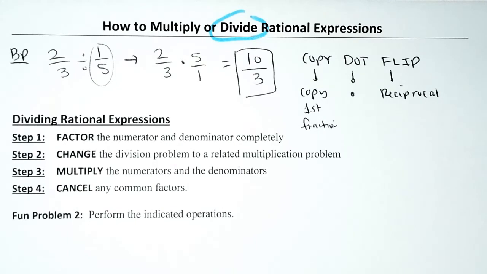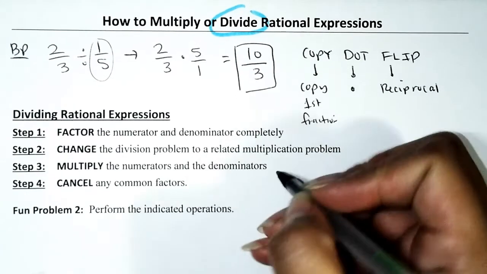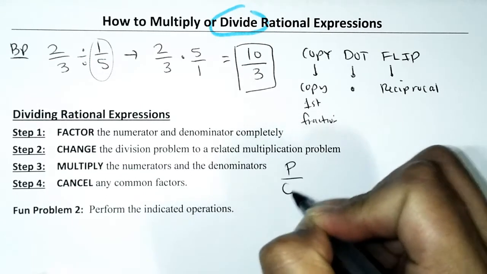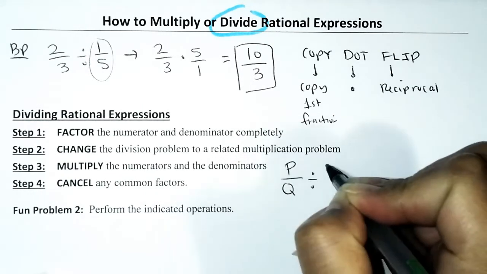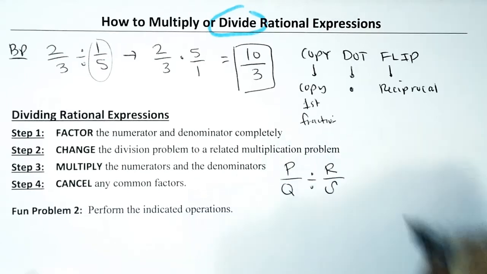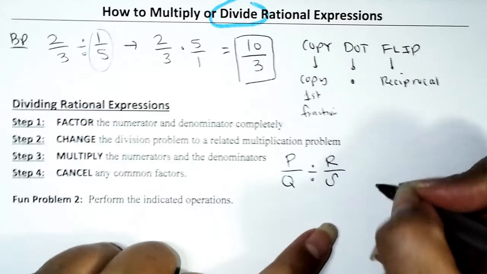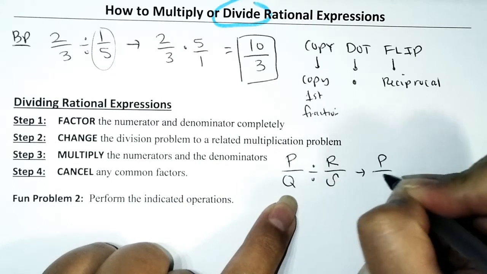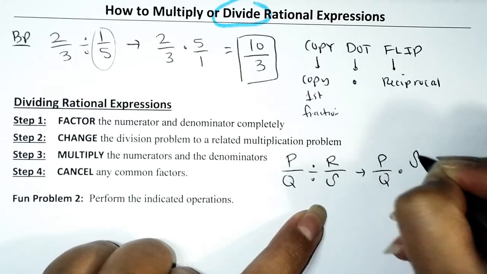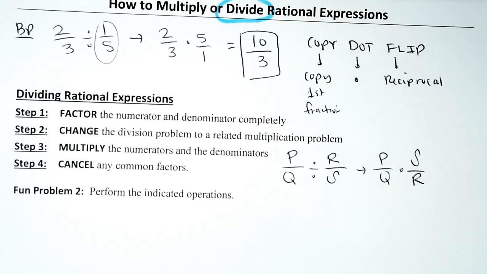Cool. When it comes to dividing rational expressions, we're going to go ahead and divide them the same way we do our rational numbers or fractions, okay? So if I have a rational expression of the form P over Q, and I'm going to divide it by another rational expression, say R over S, at this point I can't be quick and just cancel or multiply. No, we have to write this as a related multiplication problem. So how are we going to do that? Copy dot flip. Okay, you don't like that? Then just keep the first rational expression and multiply by the reciprocal of the second rational expression.